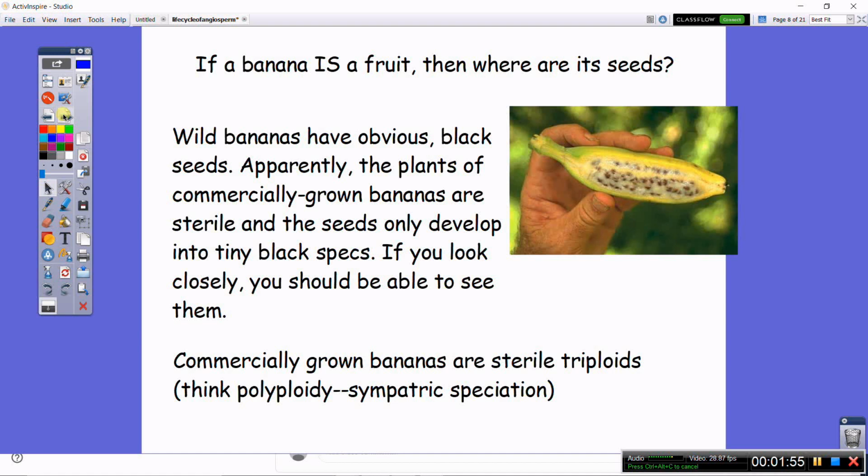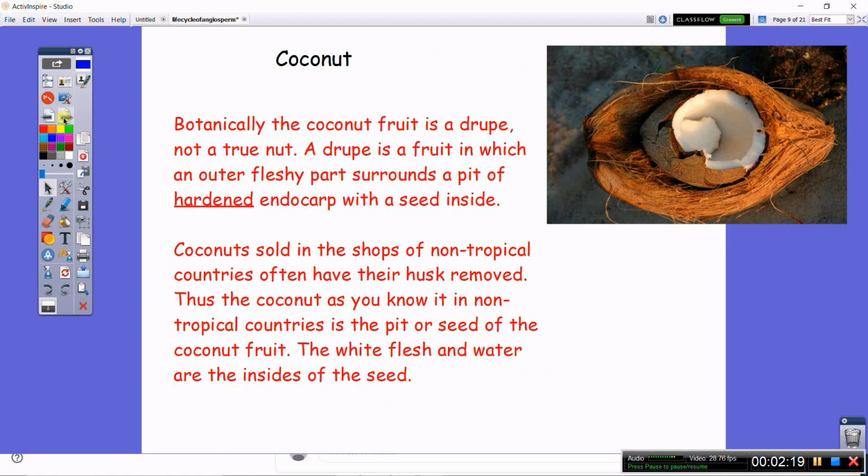So I may have shown you this before, but this is what a banana looks like in the wild. Wild bananas have obvious black seeds. Apparently the plants of commercially grown bananas are sterile and the seeds only develop into tiny black specks. Commercially grown bananas are sterile triploids. Remember we talked about polyploidy and sympatric speciation.